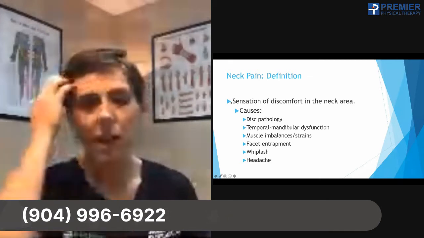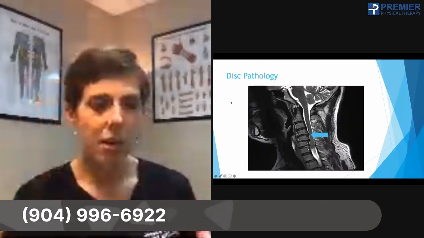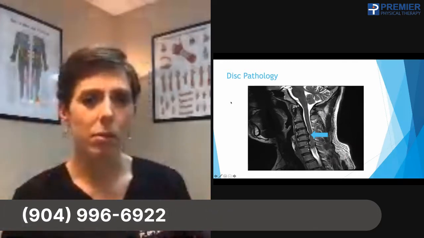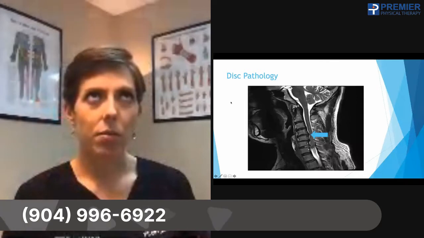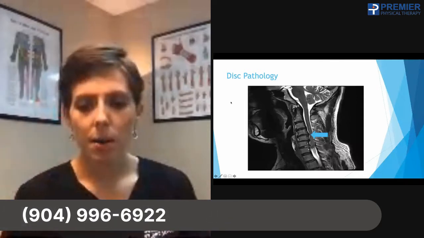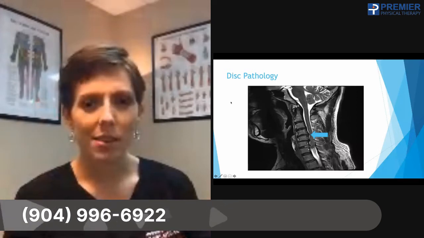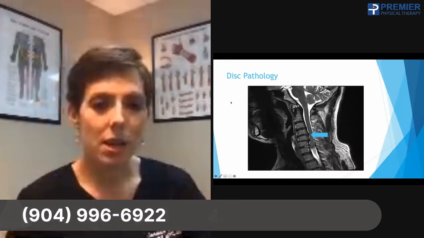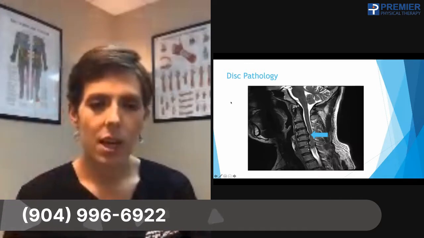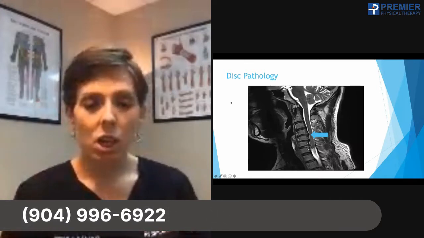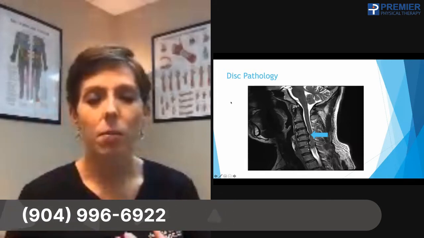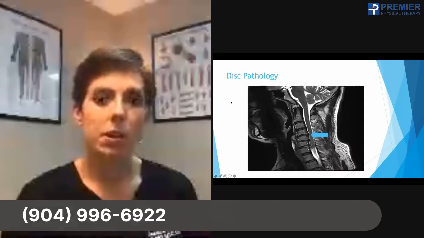This is the one that everybody loves to get. They take pictures of their pain because the picture, clearly, is what's going to be the end-all be-all of understanding why I'm hurting, which, as we know, is not always the case. So disc pathology means that we've got something wrong with the disc that sits in between the bones. It could be bulging, it could be herniated, like I said, it could be degenerative. There's a bunch of different diagnoses.